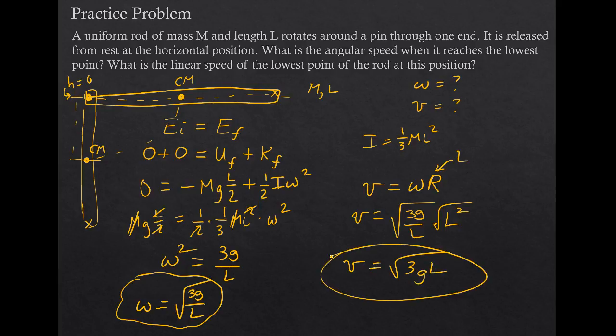Okay, now each of these are dimensionally correct. G over L will be radians squared per second squared. And v will be in meters per second. Okay, so that wraps it up for this segment. In the next one, we are going to look at rolling without slipping.